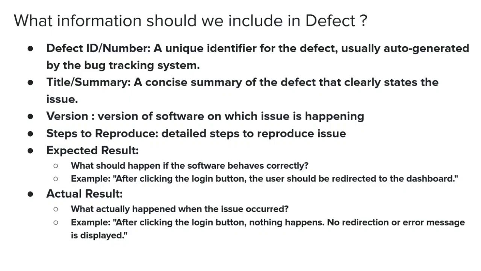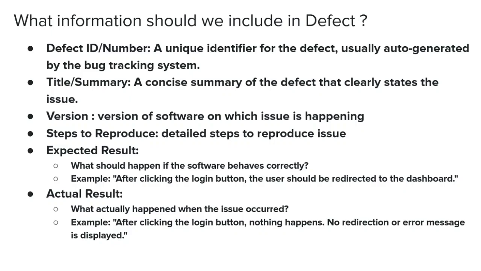Title and summary. A summary of the defect that clearly states the issue. You should put a short summary of the defect that clearly states the issue. Just after reading the summary, the user should be able to understand what exactly the issue is. Version: the version of software on which the issue is happening. As I said earlier, developers can provide multiple builds for QA. So exactly on which version of software that specific issue is found, we should note down while reporting the defect.